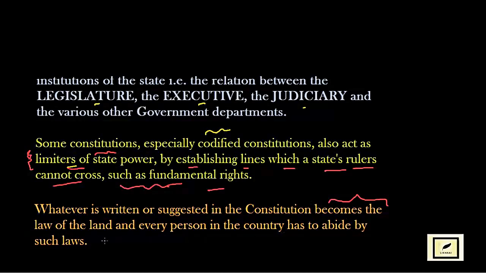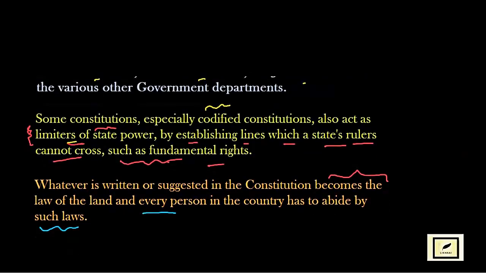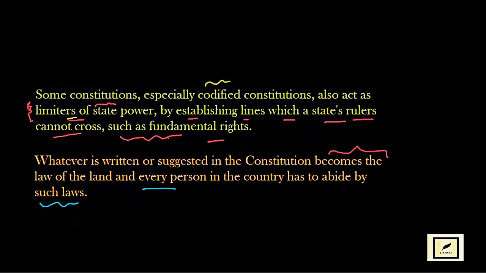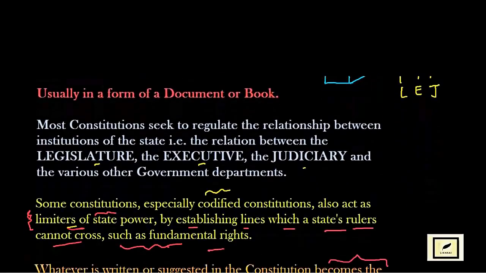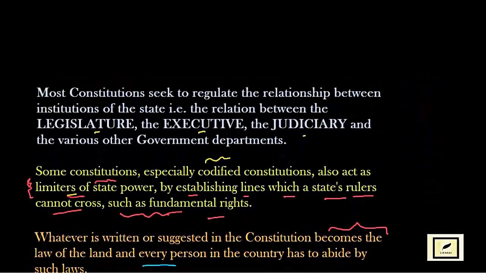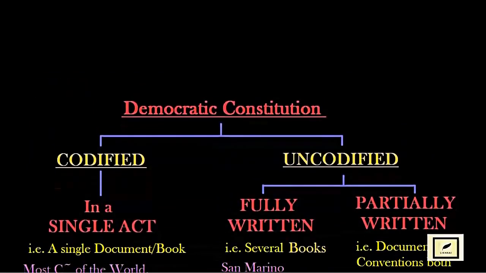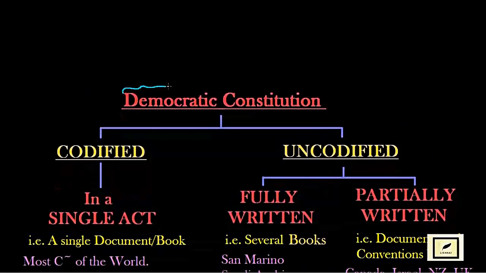That becomes a law of the land, and every person in the country has to abide by that law. So whatever is written in the constitution, in that particular book, all the citizens and all the people in the country have to follow that. So this is the book that we are talking about, that the government has to work accordingly, and also the people. Now let's see the types of the constitution, and we are talking about the democratic constitution, that is which are as per the agreement between the citizens and the locals of the country.